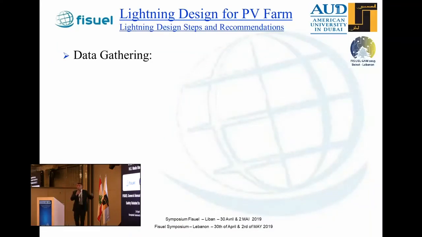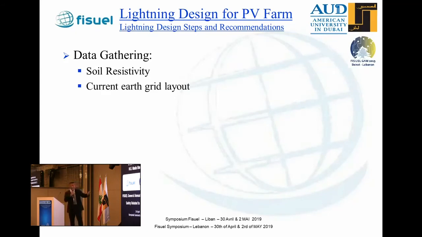Now, to conclude what we discussed, it's very important to ensure adequate design by data gathering. Soil resistivity is one of the main elements. Without soil resistivity, you cannot do the design. You need the current earth grid layout. Why do I need the current earth grid layout? Because I need to see, should I connect to the same earth grid or a separate earth grid? Soil and infrastructure details: I need to see, what am I protecting?